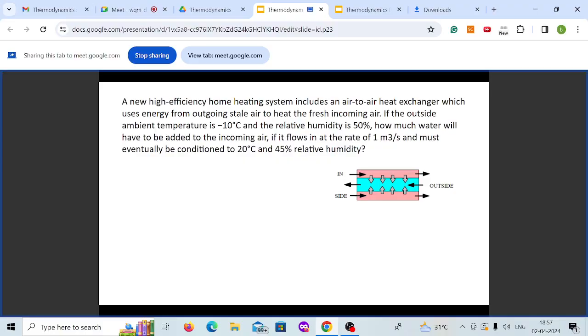The next question is: a new high efficiency home heating system includes an air to air heat exchanger which uses energy from outside stale air to heat the fresh incoming air. If the outside ambient temperature is minus 10 degrees Celsius and the relative humidity is 50%, how much water will have to be added to the incoming air if it flows in at a rate of 1 meter cube per second and must eventually be conditioned to 20 degrees Celsius and 45% relative humidity.